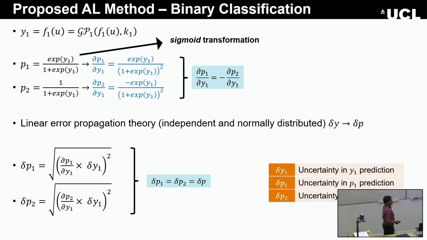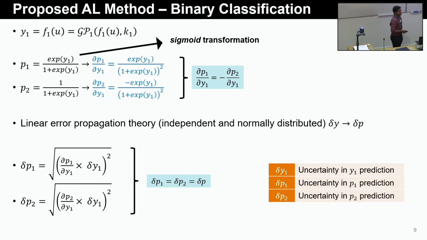To overcome this, we are proposing a new active learning method which is based on the propagated uncertainty in the probability space. Here I'm explaining the case for binary classification. In binary classification, we use one Gaussian process model as the latent function, which gives us a continuous prediction like y1. We can apply a sigmoid transformation to y1 to get the corresponding relative probability p1, which is the probability of belonging to one of the classes. The probability for the other class is 1 minus that probability. That's the reason we only need one GP for the binary classification case.